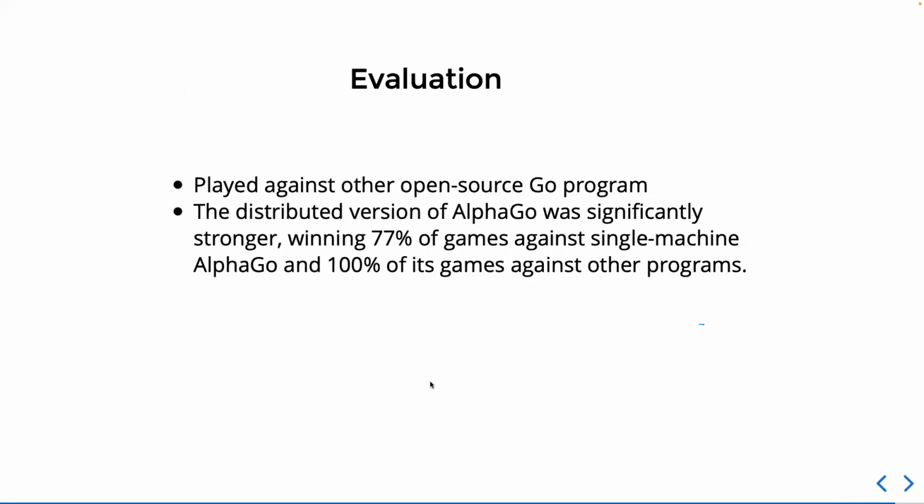And they actually played against other open source Go programs. They find that the best version, which is the distributed version of AlphaGo, was significantly stronger. It can win 77% of games against the single machine AlphaGo. But in this paper, you haven't introduced any technical details of the distributed version.